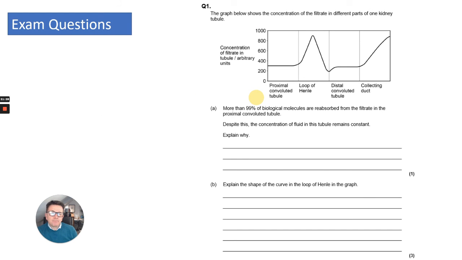Okay, this question's a bit more applied, so this is a very popular question. So I'd like you to pause it in 3, 2, 1. Okay, so it shows the concentration of the filtrate in different parts of one kidney. It does tell you in the PCT, 99% of biological molecules are reabsorbed. Despite this, the concentration of fluid remains constant. So explain why. Well, much of it is reabsorbed from the filtrate.